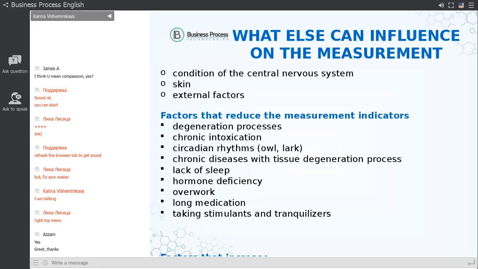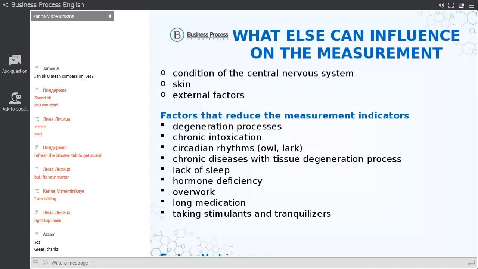What else can influence the measurement? We need to know about this. The condition of the central nervous system of the person, his emotional state, skin, and external factors. I see that my presentation is not displayed very well, so I will read it from my laptop. And then when I pass you this presentation in PDF, everything will be fixed.